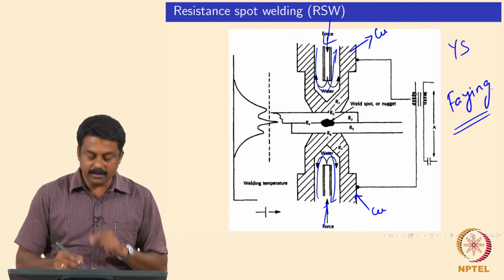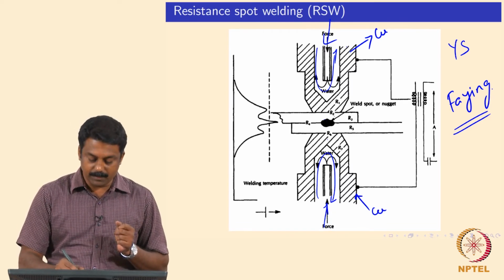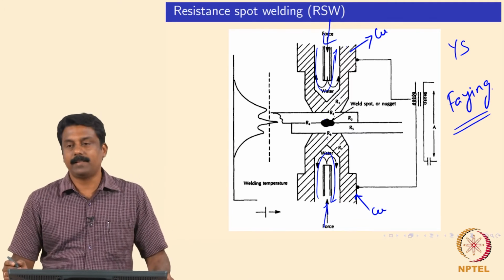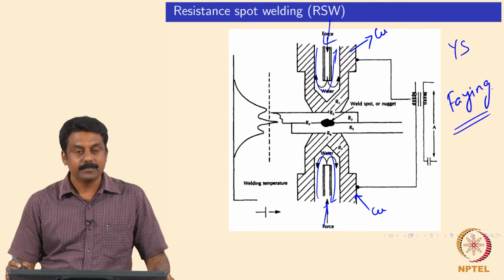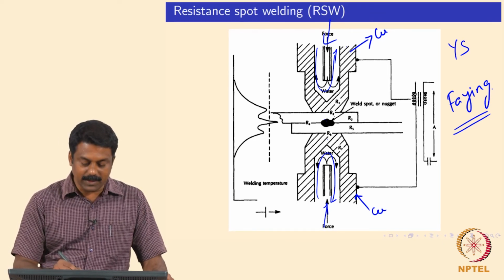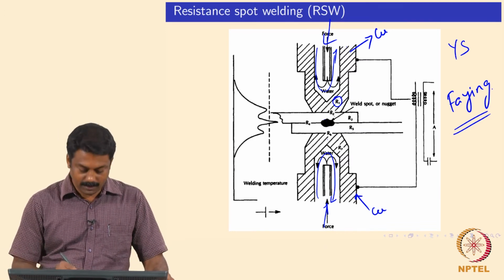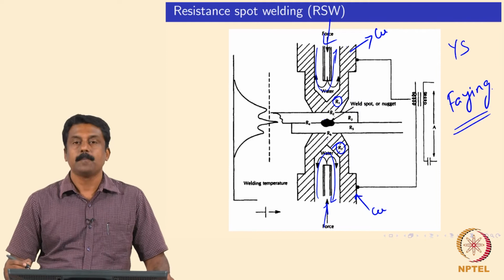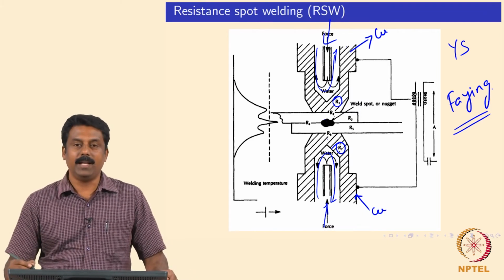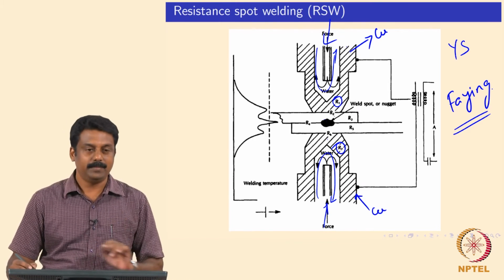What are the resistances you can expect in the system, say when the current is flowing from top to bottom? The first resistance is the resistance of the electrode itself. Say R1. Generally we use high conductivity copper, so R1 is very minimal.